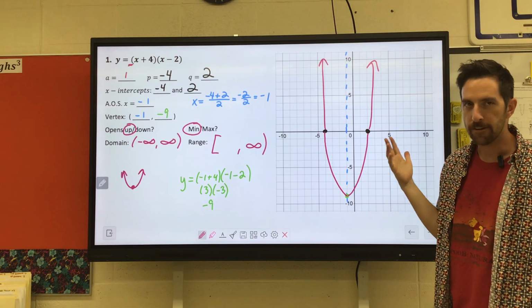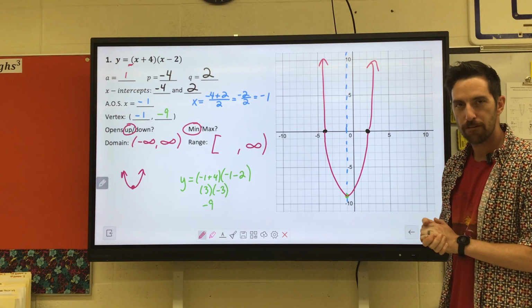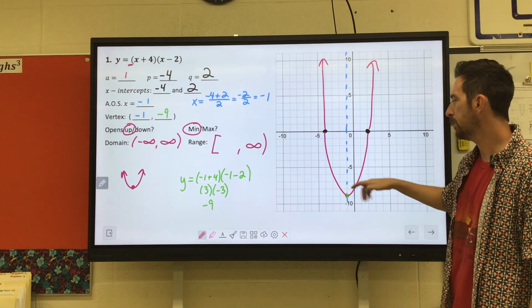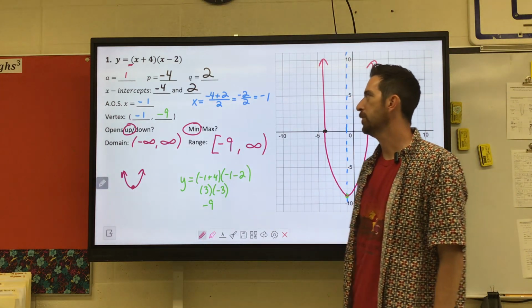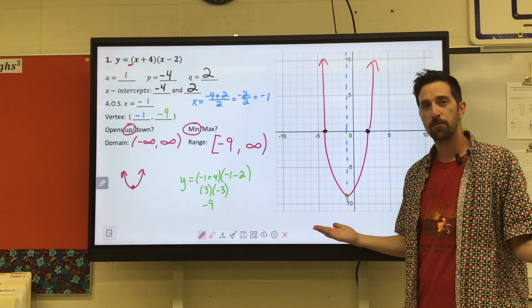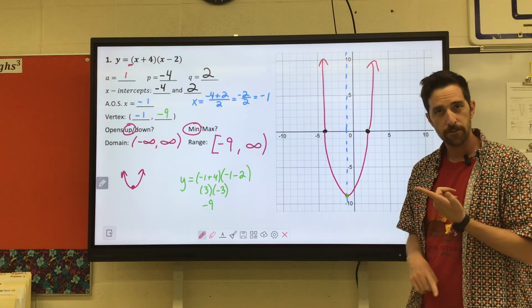I did the best I could. The only other thing I need to fill out from before is the range. The low end happens at that vertex. It goes down to negative 9 for the low end of the range. Hey, we got one in our belt. We're going to find the intercepts.